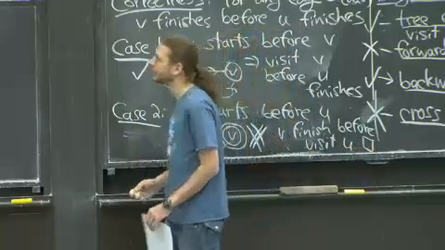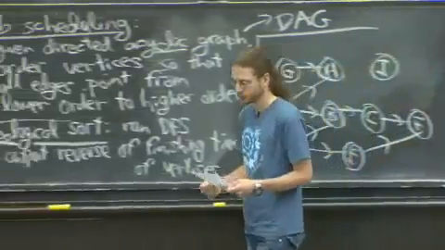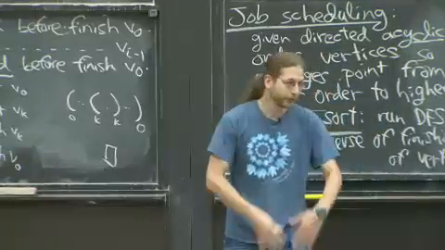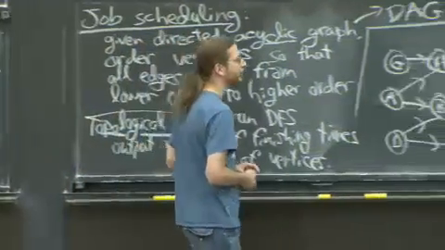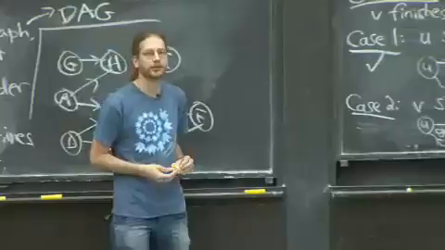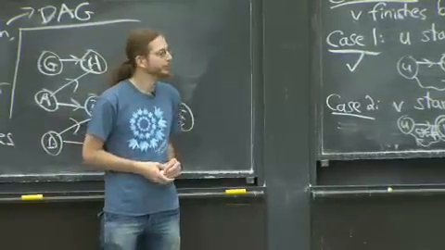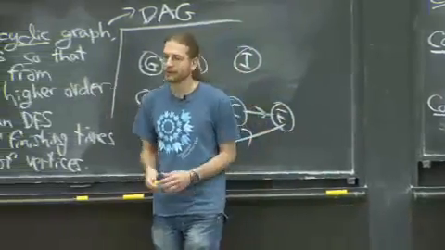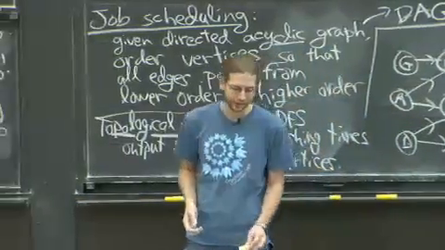So that's actually the proof. The topological sort gives you a valid job schedule. And there are even more things you can do with DFS. We'll see some in recitation, and there's more in the textbook. But it's a simple algorithm, and you can do a lot of nifty things with it. Very fast, linear time.